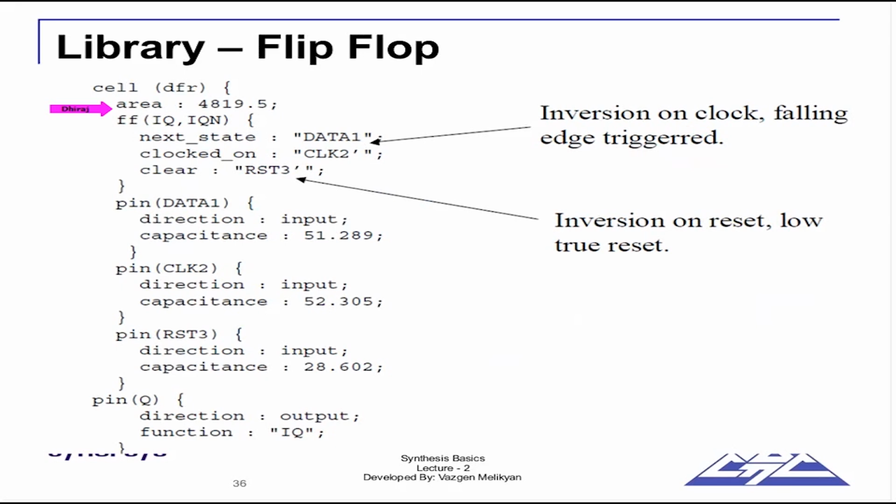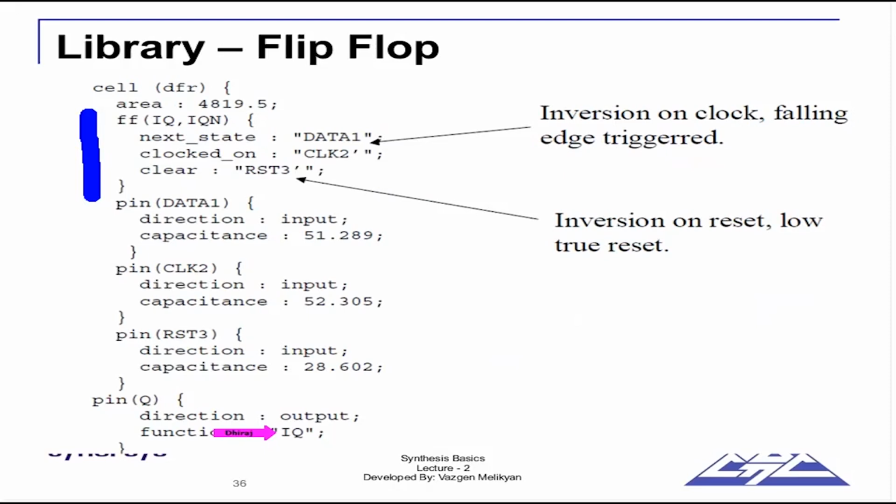Area is something. Let's look at pins. There's a data pin input, there's a clock pin input, there's a reset pin input. Q is the output. Now how do we tell the function? The function here is defined to be IQ. This IQ is this construct here. We construct this construct here.